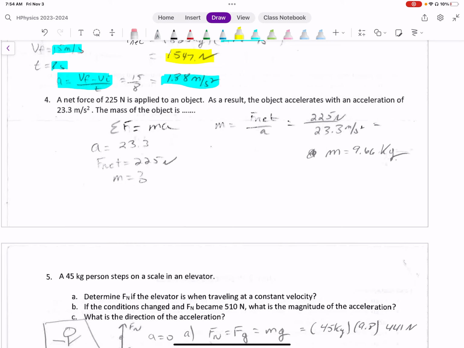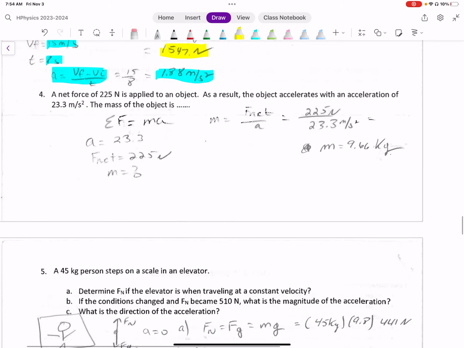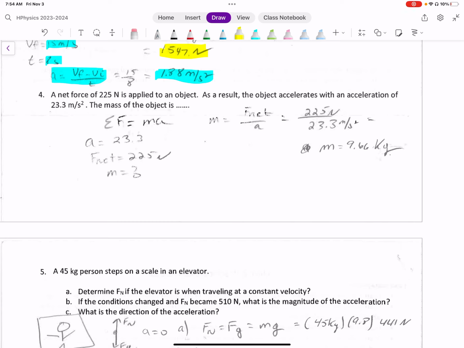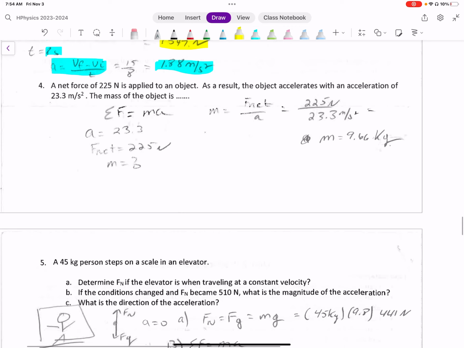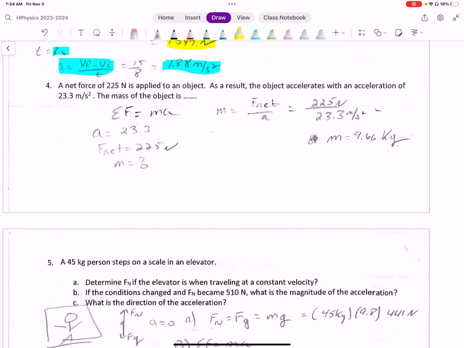So the next problem that I'm going to solve is the net force of 225 newtons is applied to an object. As a result, the object accelerates with an acceleration of 23.3 meters per second squared. The mass of the object is question mark. So what they give us here, they tell me the force, right? They give me the force in the problem. They tell me that the acceleration is 23.3 meters per second squared, and they want to know the mass.